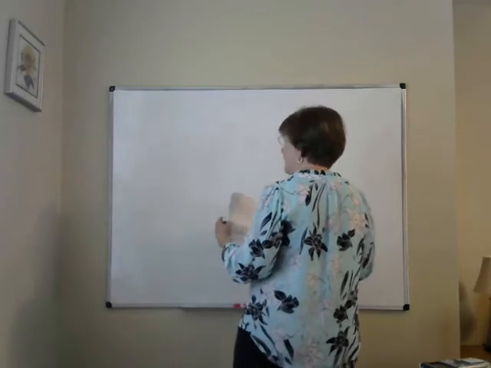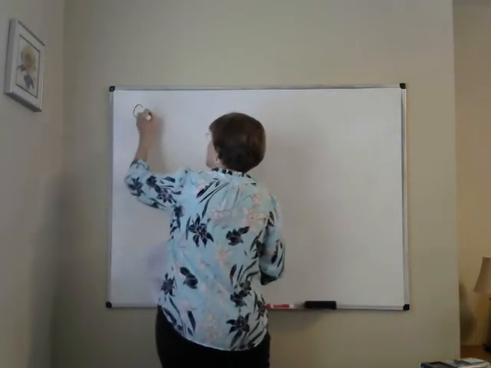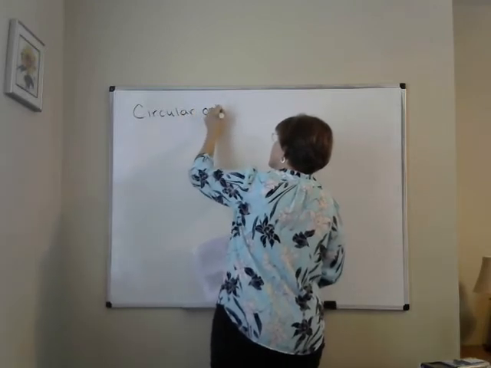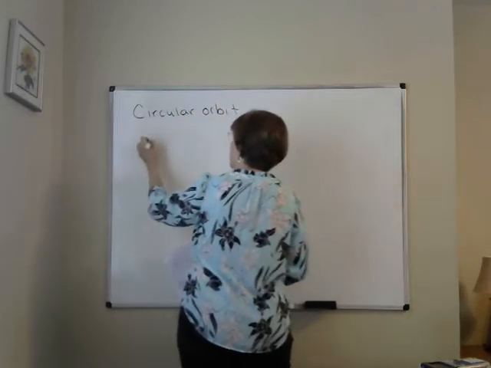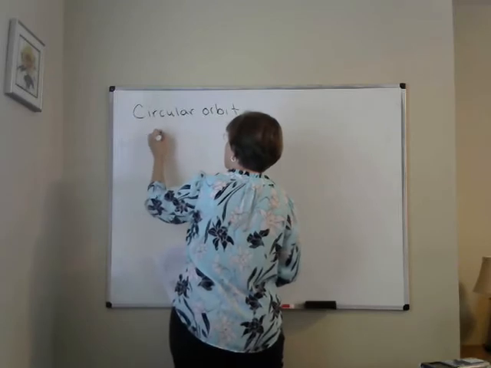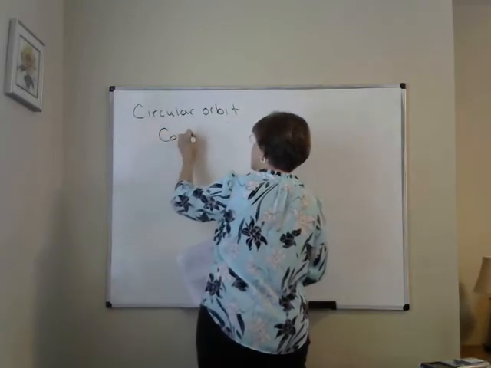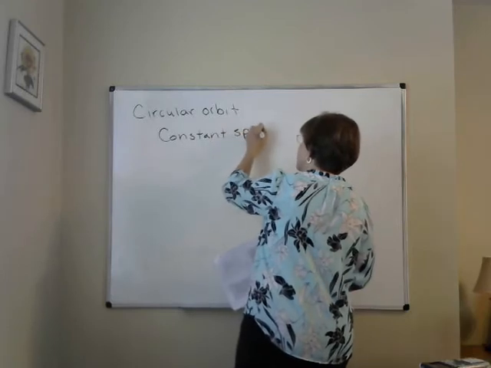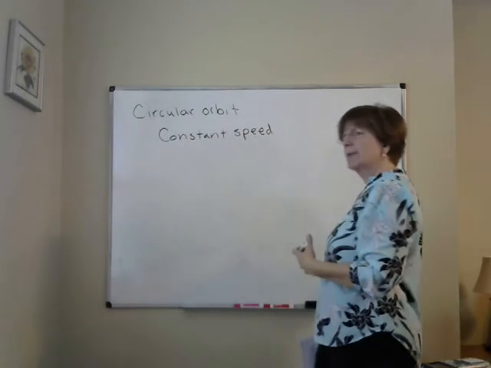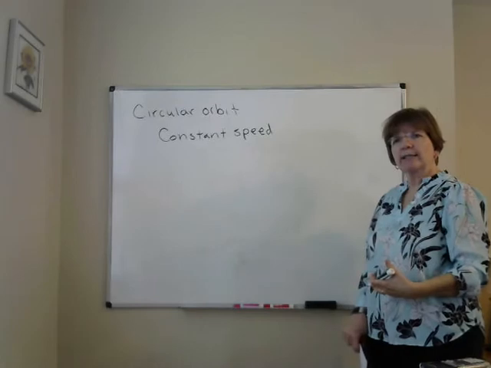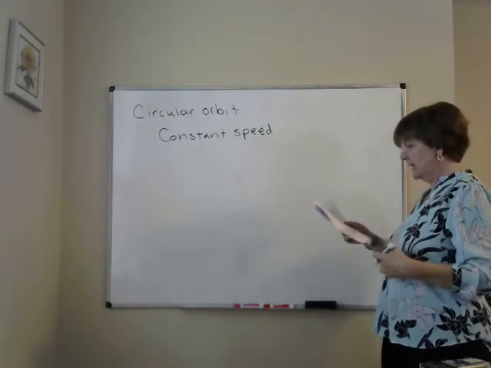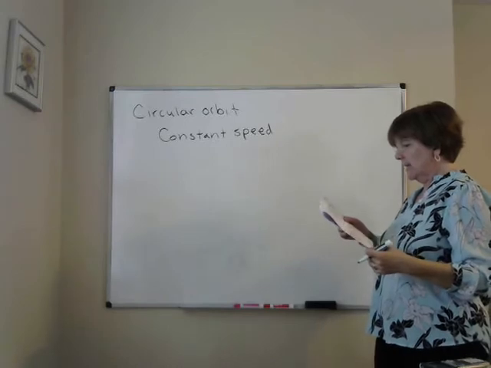Okay, if you are orbiting and you are in a circular orbit, first of all, one thing we know is that you are going to be traveling at a constant speed. Not a constant velocity, because your direction is always changing. So a constant speed. You're not going to be speeding up or slowing down.